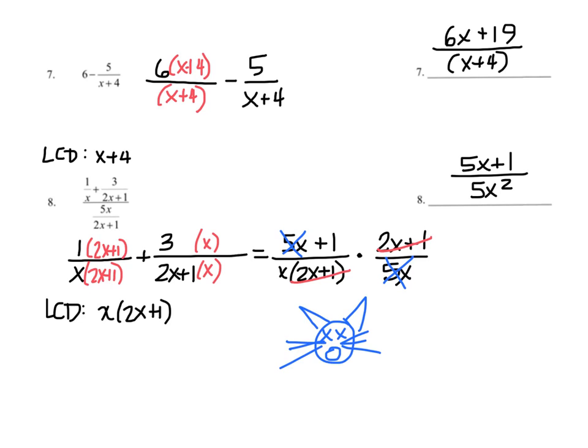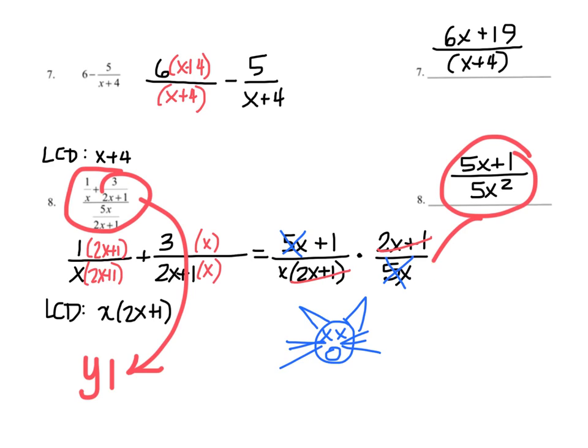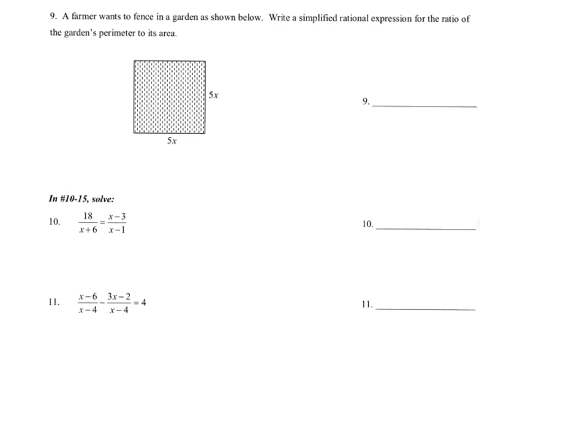And again, put y1, this whole thing, y2, this whole thing, and check the table. But don't kill cats. Okay, a farmer wants to fence in a garden as shown below. Write a simplified rational expression for the ratio of the garden's perimeter to its area. Okay, a rational expression, and we'll talk about that once we get to the answer, but ratio.